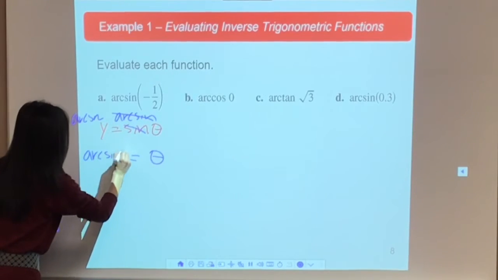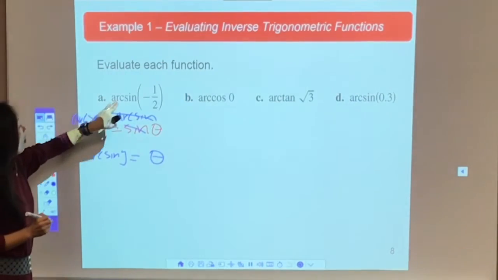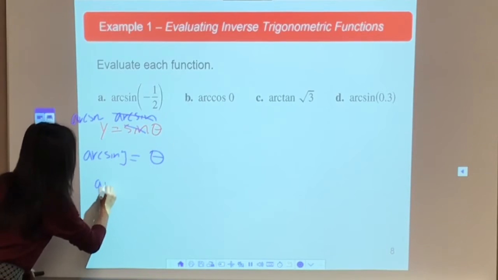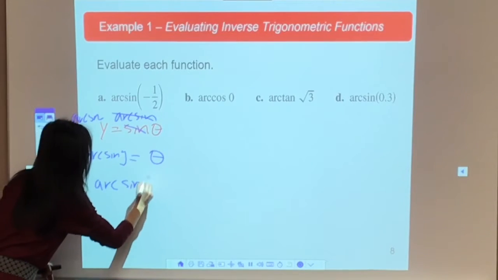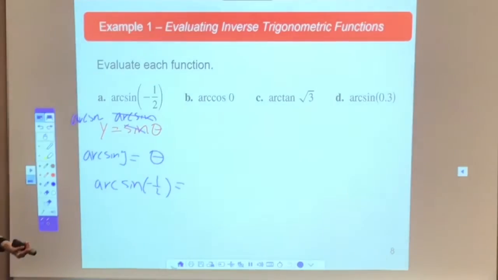Arc sine y, isn't that what it is, right? So you're telling me, arc sine negative 1/2, what does it give you? You can just plug it into your calculator, right? Arc sine negative 1/2. What is my theta? Tell me what that equals.